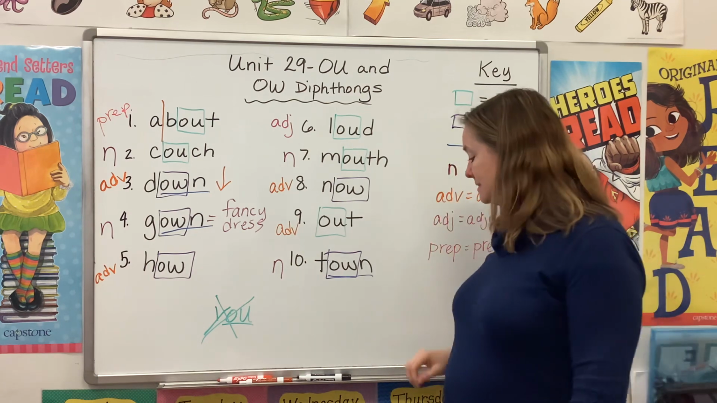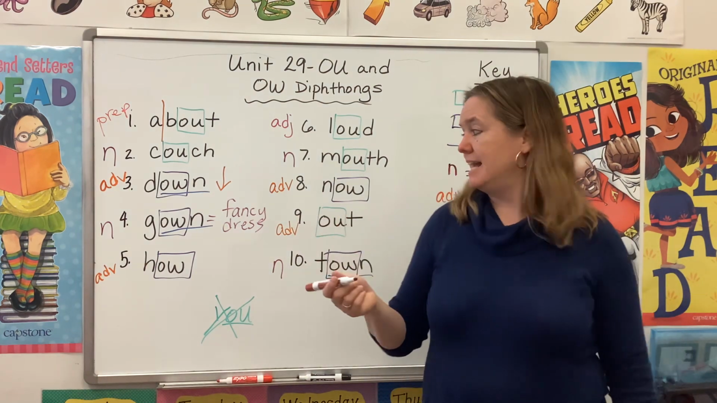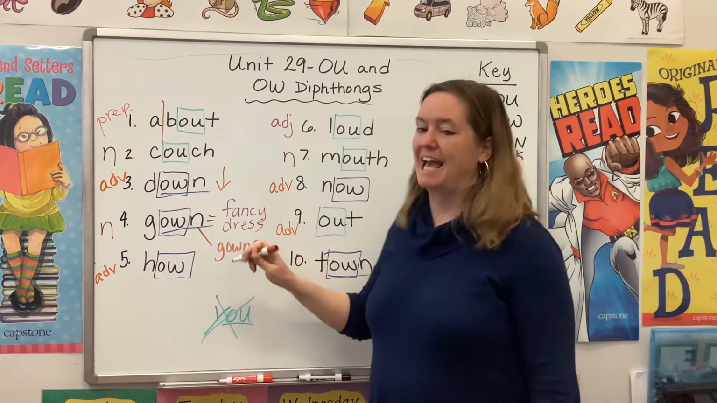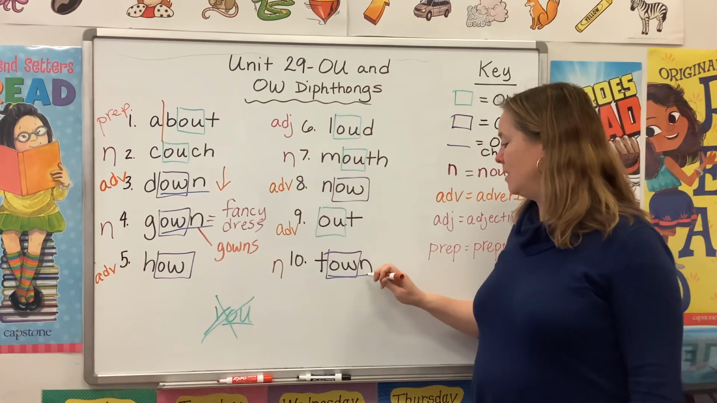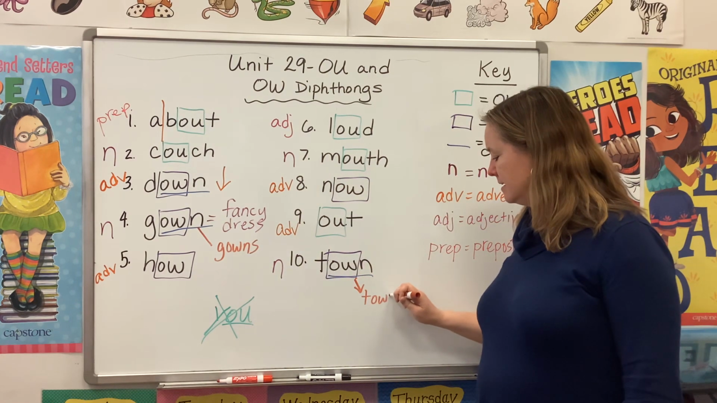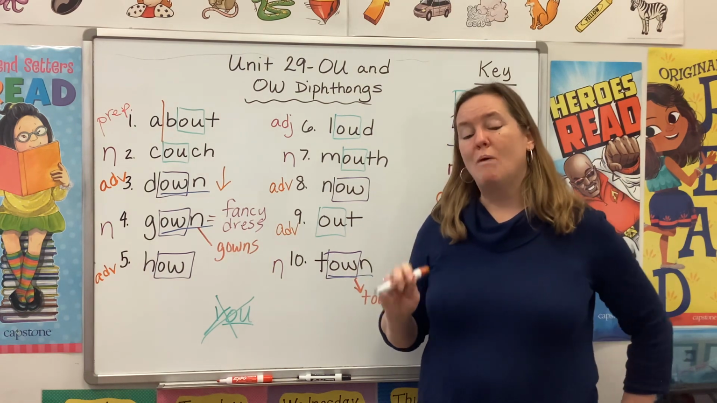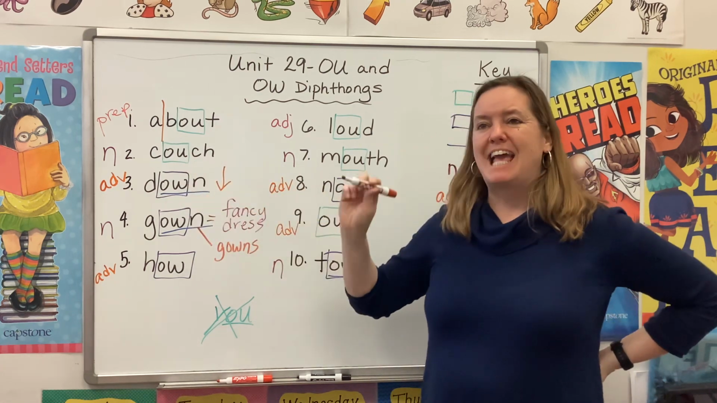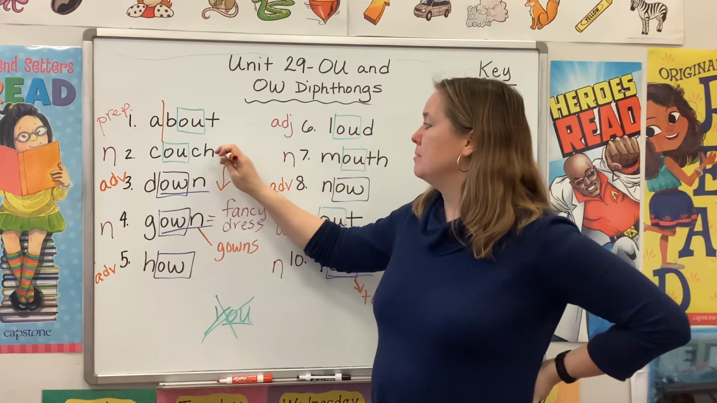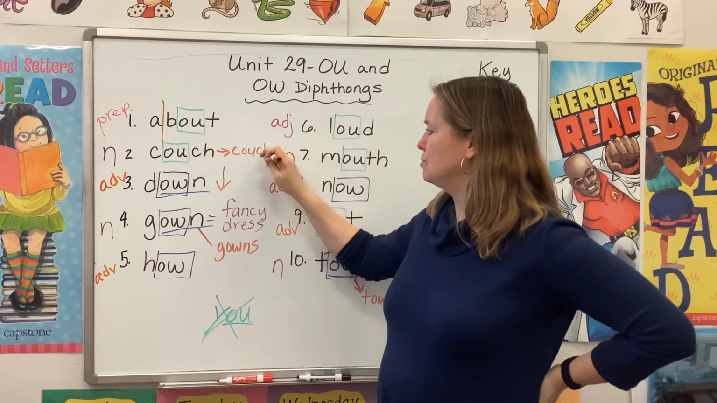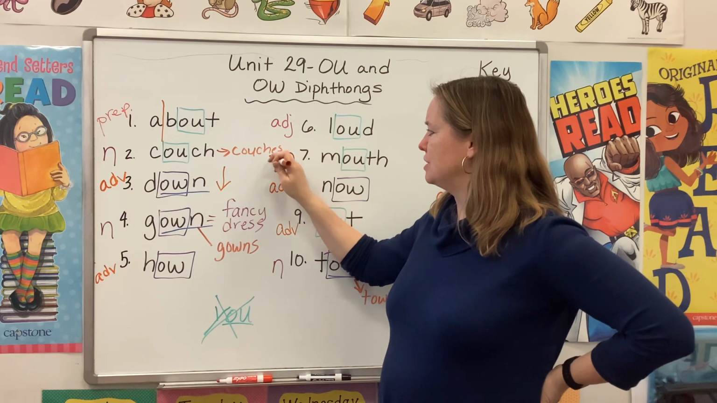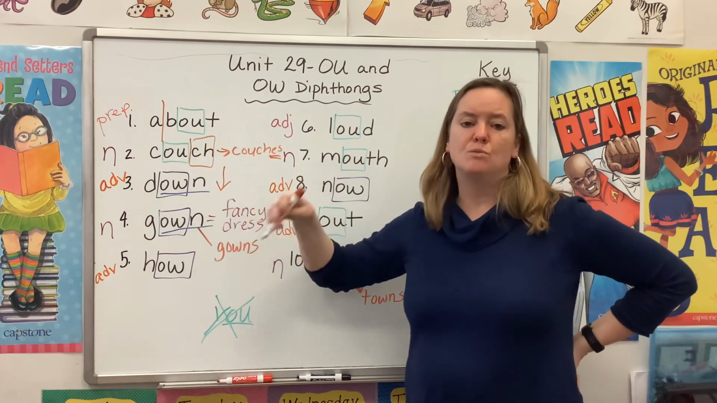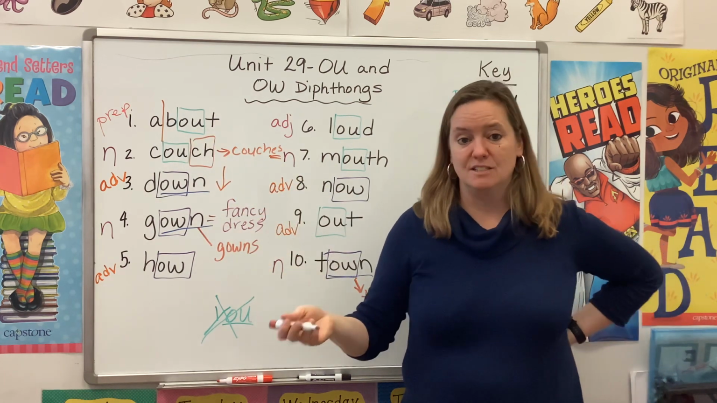Now, the easiest way to make a word plural is to just add S. I have one gown. I have many gowns. I visited one town. I visited many towns. But when I have a word that ends with the ch sound, like couch, couch-s doesn't sound right. So to make it plural, I change it to couches. We have three couches in our house. So we do that with words that end with ch: couches, beaches, branches, witches.